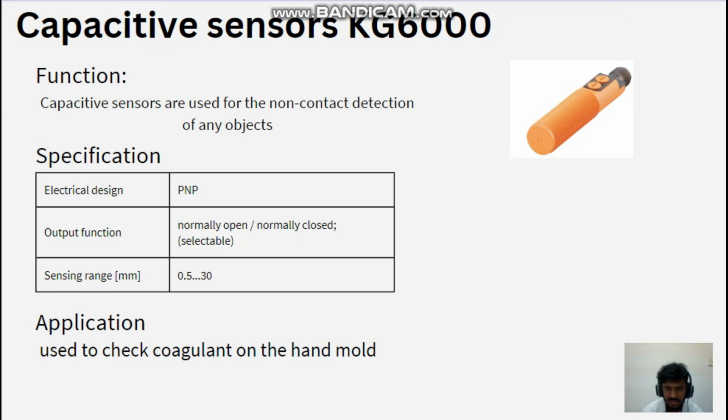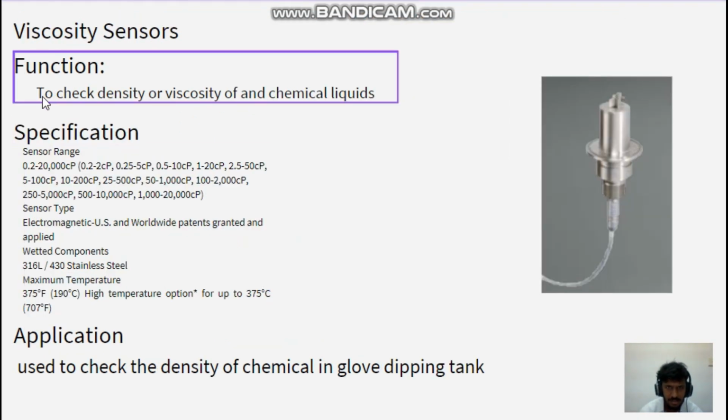Now for the next part, the viscosity sensor. The function of the viscosity sensor is to check the density or viscosity of a chemical liquid. These are the specifications of the viscosity sensor. The sensor type is electromagnetic, US and worldwide patent and applied patent component. And maximum temperature is 375 Fahrenheit or 190 Celsius. The application for this is to check the density of chemical in the glove dipping tank.